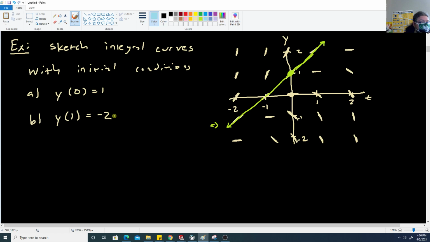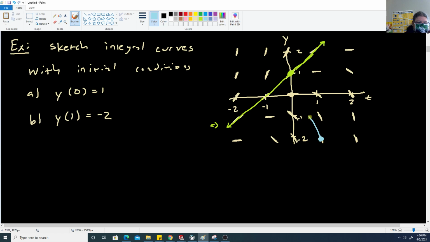For part B, they say, what about if y of 1 is -2? So y of 1 is -2. That would be down here on this point. Well, here we start out with slope -3. We're going to lessen through stuff that's -2. Then it goes kind of to 0. And then it's going to approach like that. So we use the slopes around it to approximate what our line does.